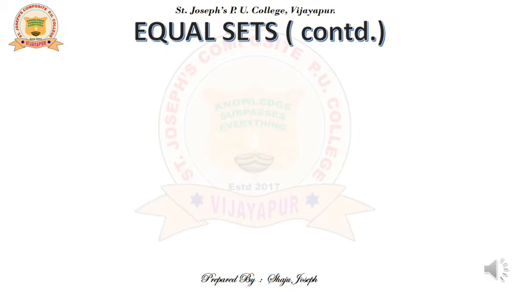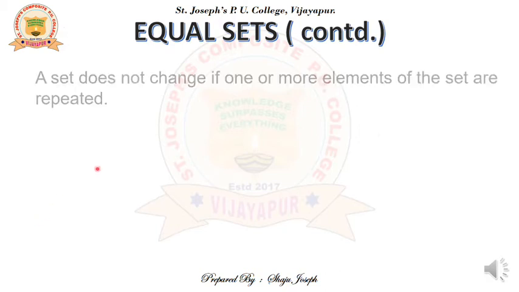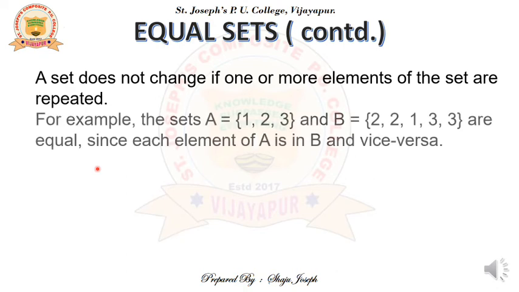Okay, let's continue the discussion. A set does not change if one or more elements of the set are repeated. Let us try to understand this. See, set A contains 1, 2, 3. B contains 2, 2, 1, 3, 3. At first look, it looks like A is smaller and B is a larger set. But 3 is repeated twice.